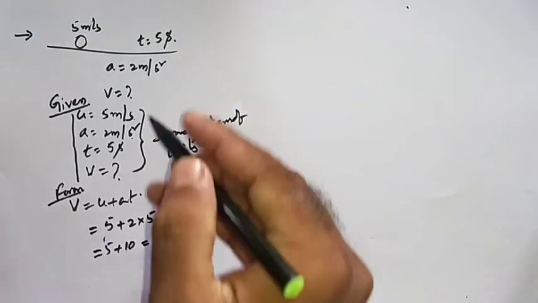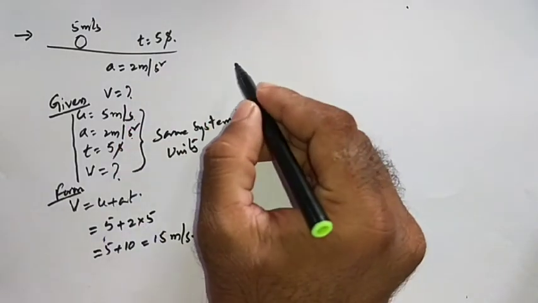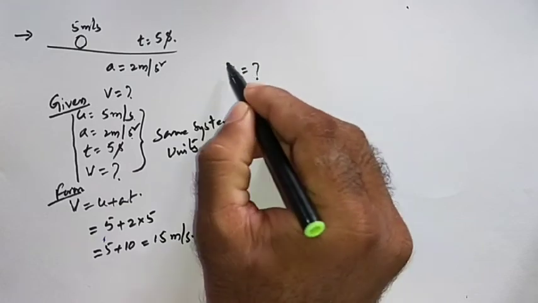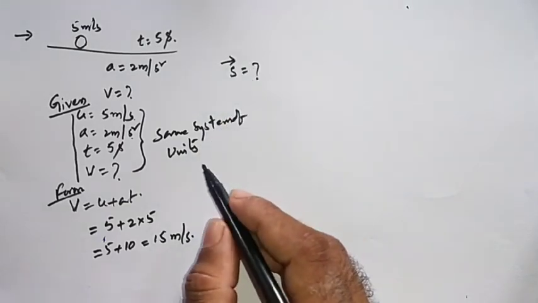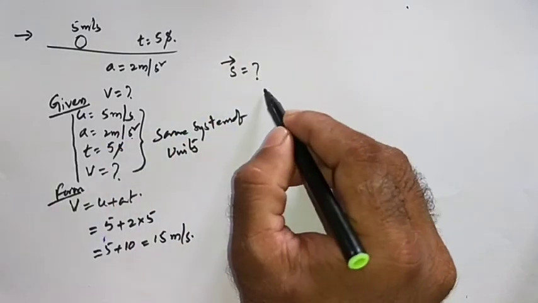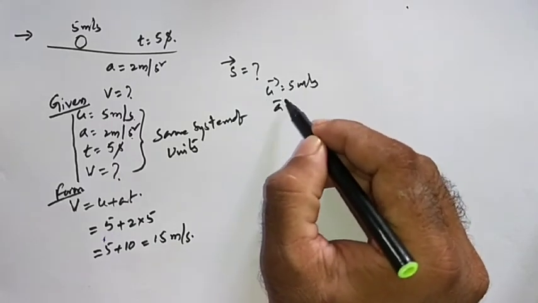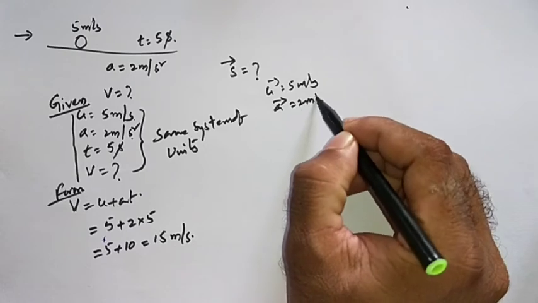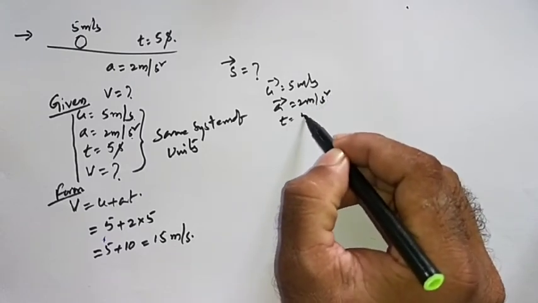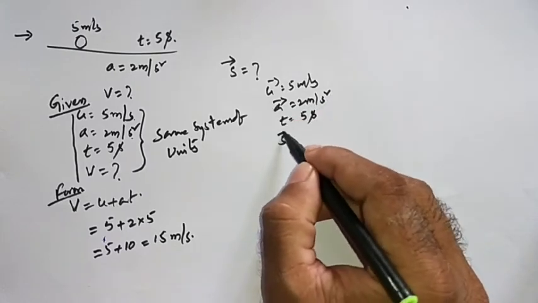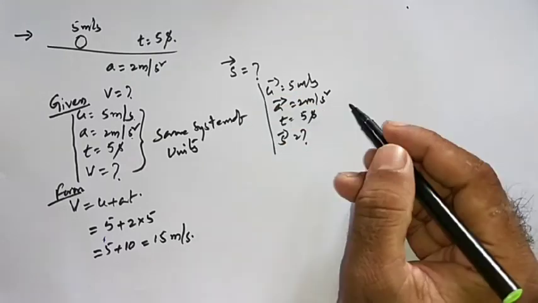Understood? Velocity of the body after 5 seconds. Similarly, for the same problem you can calculate the displacement. What is given? U is given as 5 meters per second, a is given as 2 meters per second square, t is given as 5 seconds. So you need to calculate. That is the given data.